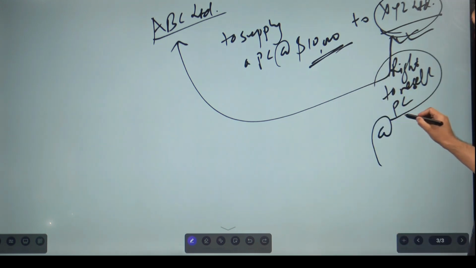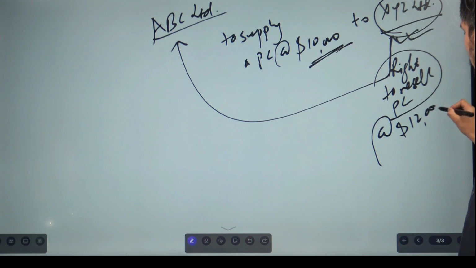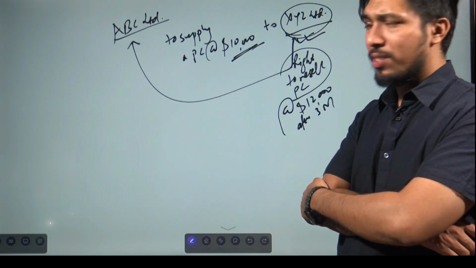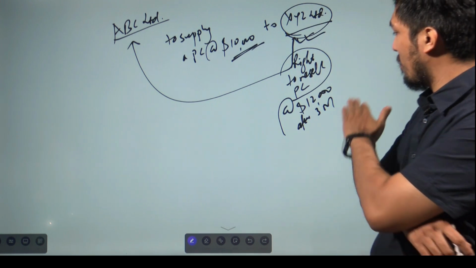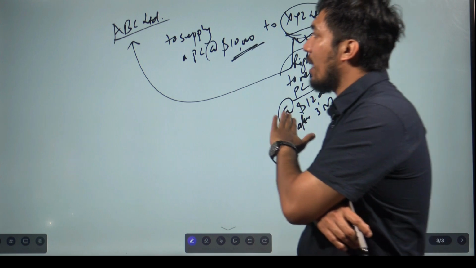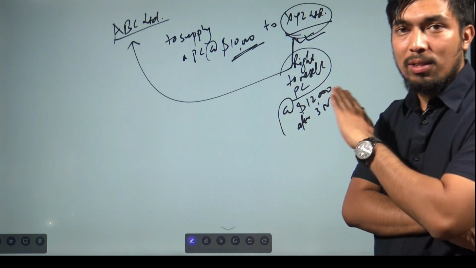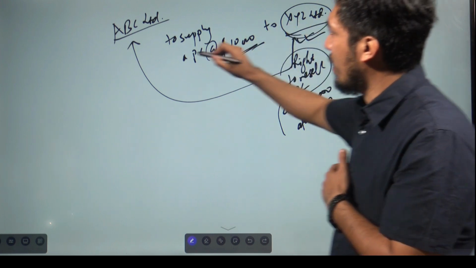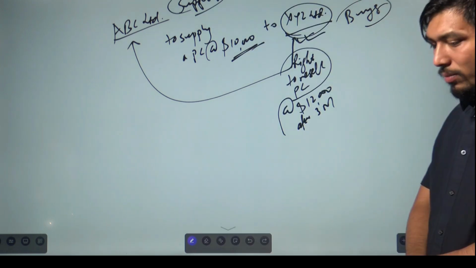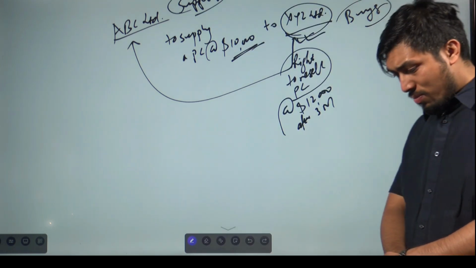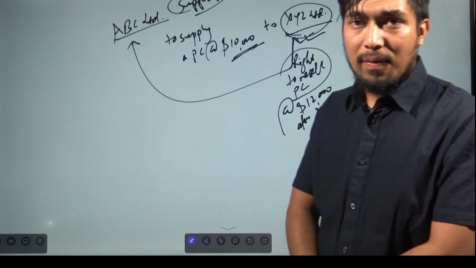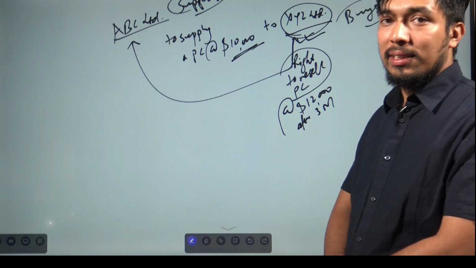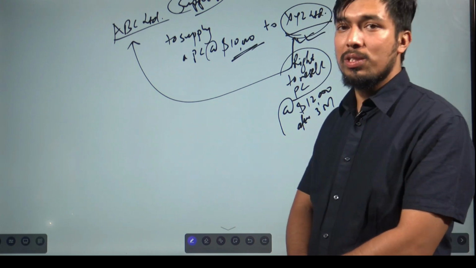Let's say at $12,000 after 3 months. Then let's look at this scenario in a different way. What will happen after 3 months? There is no right with ABC Limited. The right to resell lies with XYZ Limited, the buyer. XYZ Limited is the buyer, ABC Limited is the supplier. Then after using the assets for 3 months, the right lies with XYZ Limited to sell those assets at a price more than the original selling price.